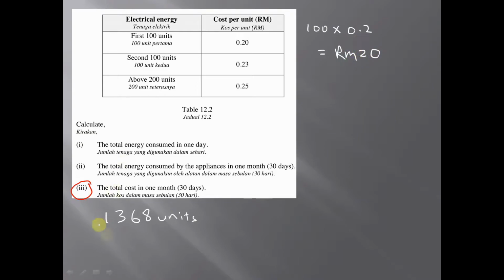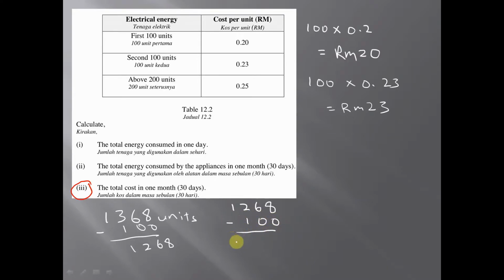But remember, you got 1,000 over. You already paid the first 100 units. So the balance of 1,268 units need to be paid. So according to the question, for the next 100 units, you need to pay 23 cents now. So akan menjadi 23 ringgit. That is only now. You see, the balance is 1,268 just now. The first 100 you already paid. Kamu sudah bayar 100 unit yang pertama. 100 unit yang berikutnya, kamu pun sudah bayar 100.